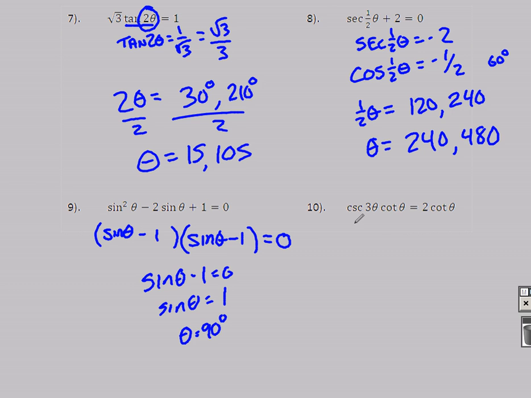Alright, over here I have 2 trig functions. So I want to first get everything on the same side of the equal sign.